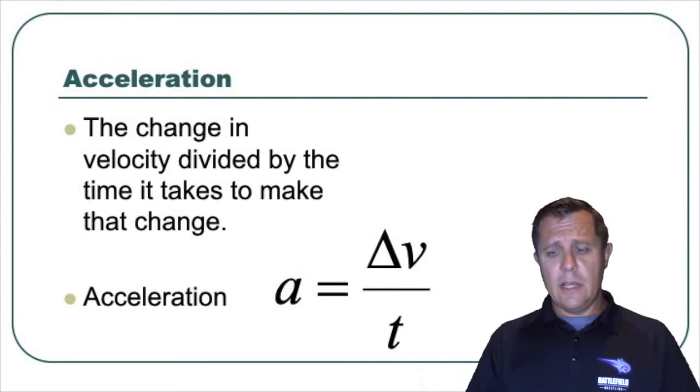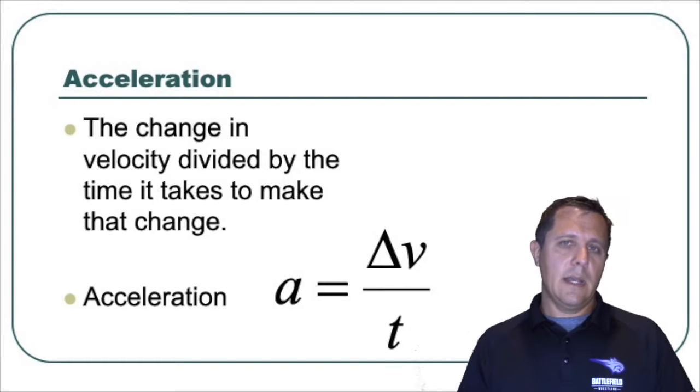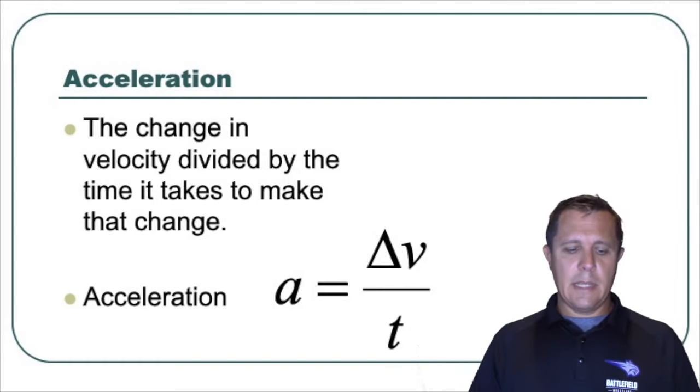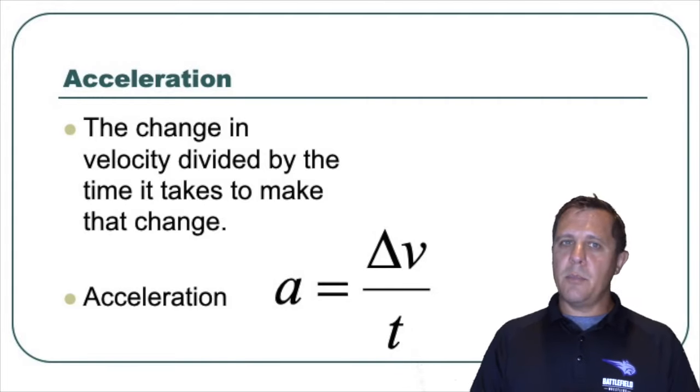The formula for acceleration is change in velocity over time. We use the letter A for acceleration, and the units, again, were meters per second squared. And don't get tripped up, and I forgot to talk about it. Don't get tripped up with that meters per second squared.